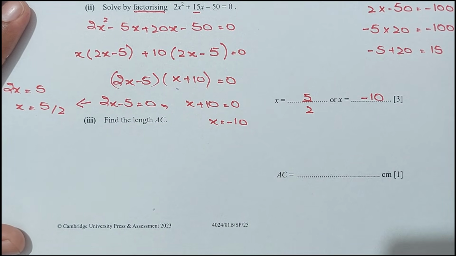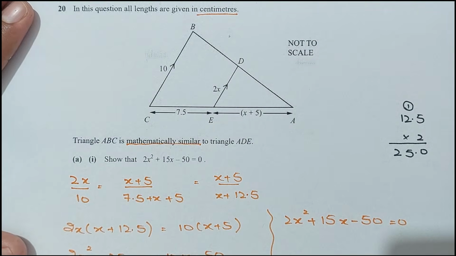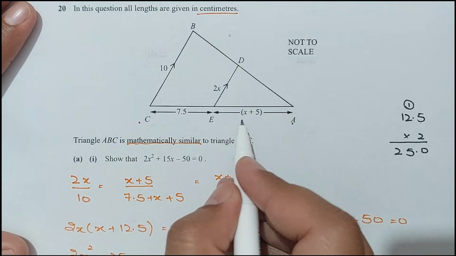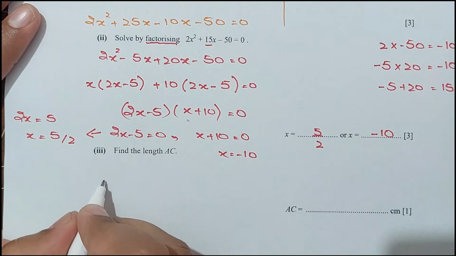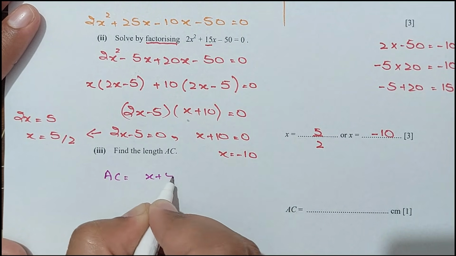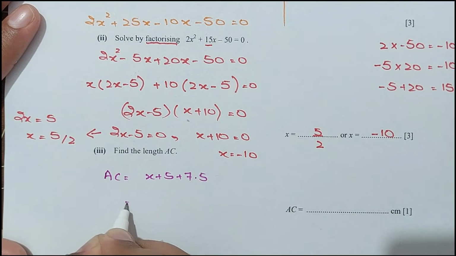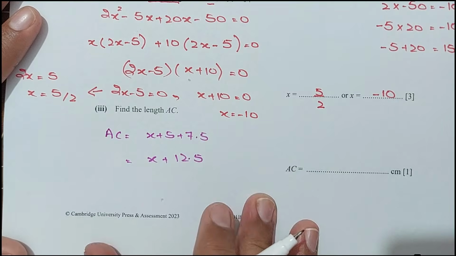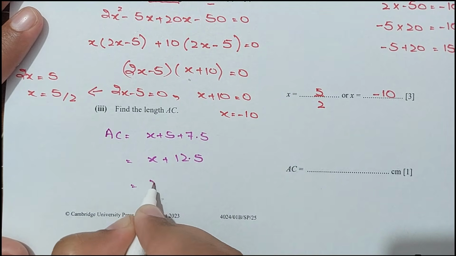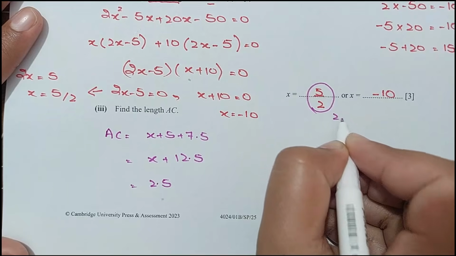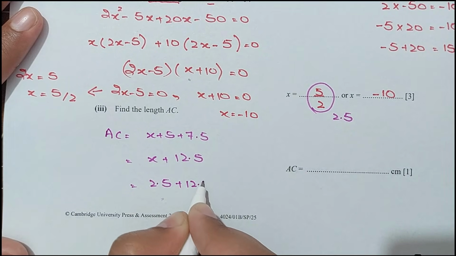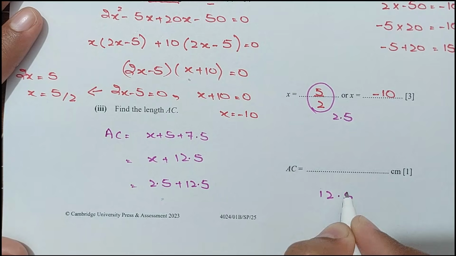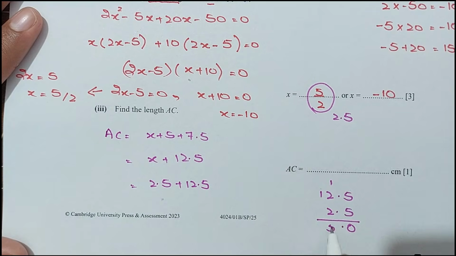Now moving to part C, find the length of AC. Where is AC? A to C is this length: x plus 5 plus 7.5. AC is x plus 5 plus 7.5. This is x plus 12.5. Which x value do we have to use, the positive or the negative one? The positive one. So x is 5 by 2, which is 2.5. This is 2.5 plus 12.5, which is 15. So 15 centimeters is AC.